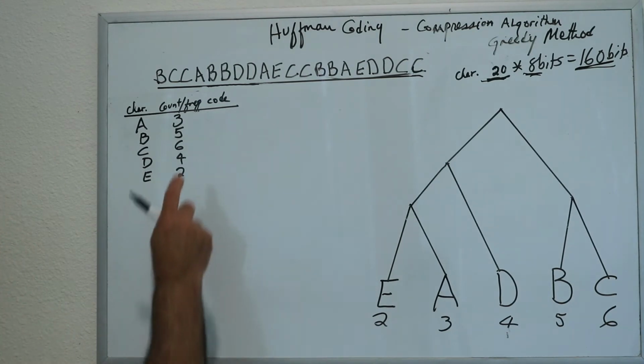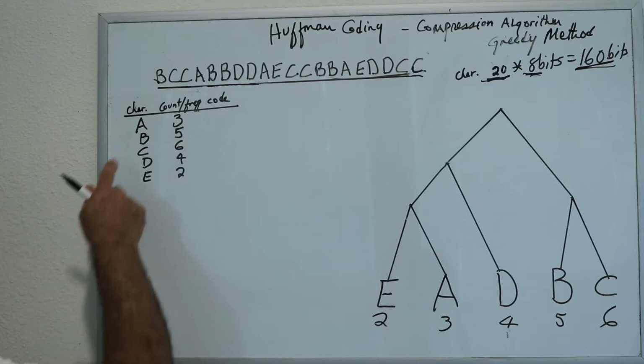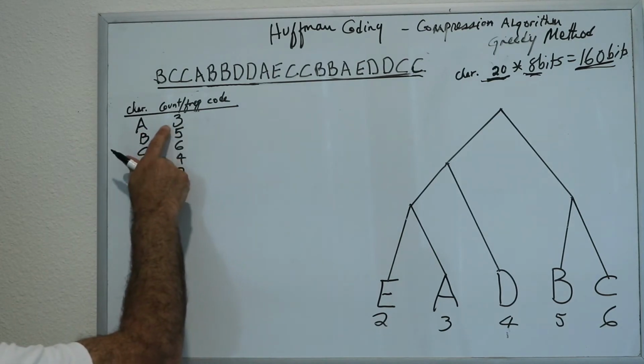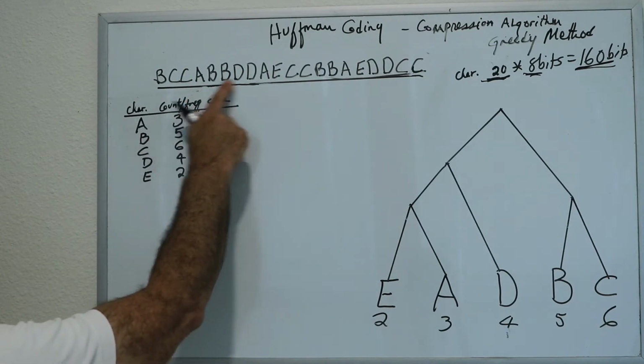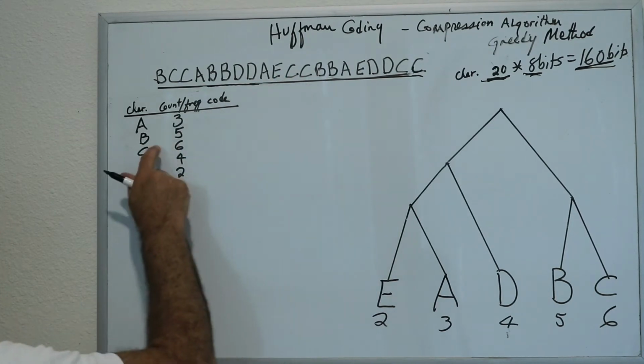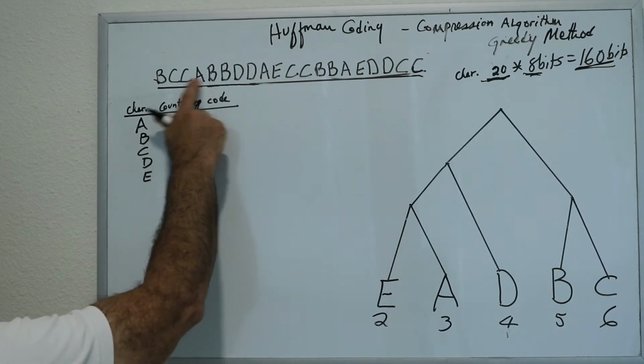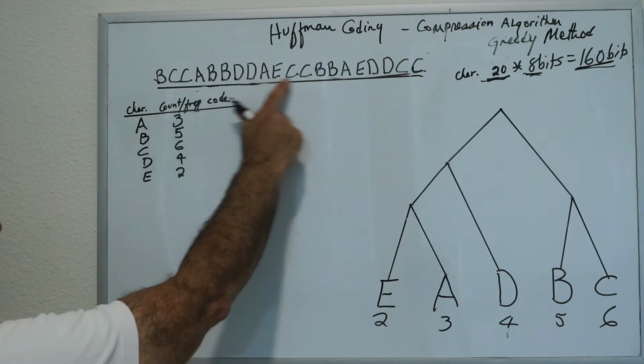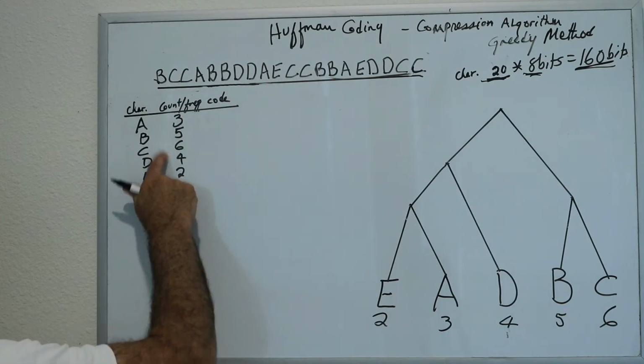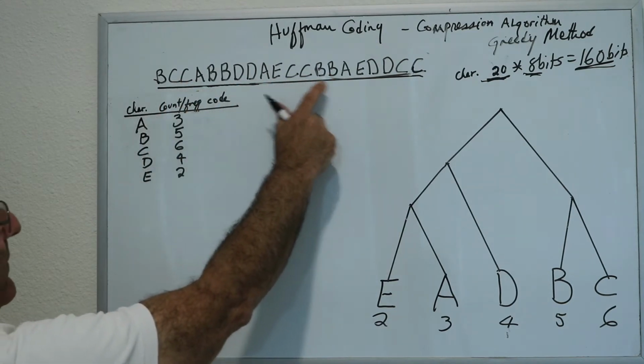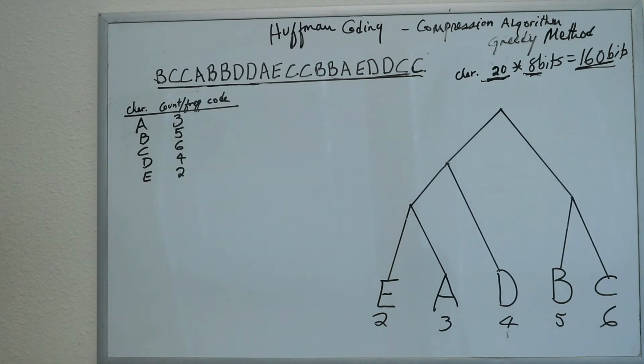Now, I'm going to look at the frequency of each character. There are 3 A's, 5 B's, 6 C's, and there are 2 E's.